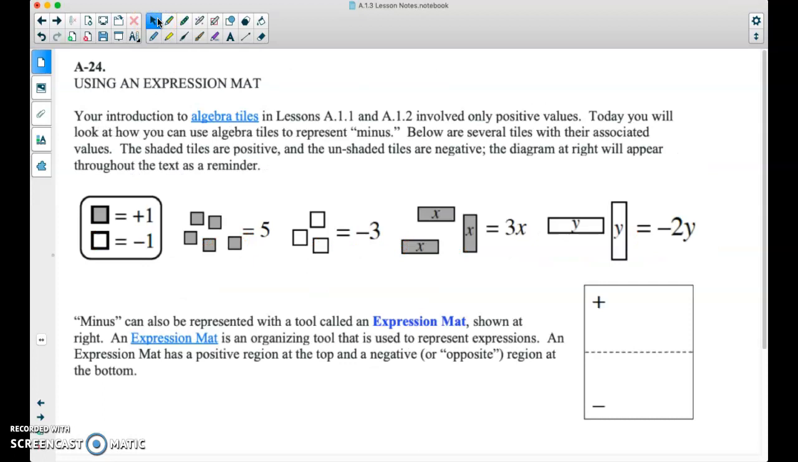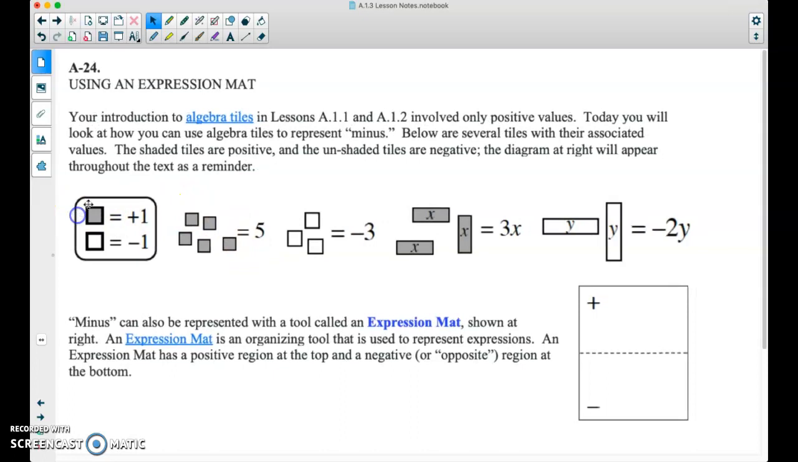Next thing we've got, let's start looking at our problems here. So A24, using an expression mat. Your introduction to algebra tiles in lessons A1.1 and A1.2 involved only positive values. Today we're going to add something new in though. We're going to add in a negative tile. So basically what that means is, if we look at our little key over here, we have our shaded tiles, which is what we're used to from last week. So those shaded tiles are going to be positive values. These unshaded values, or the white tiles, will be negative.